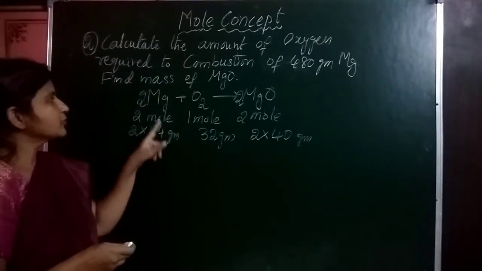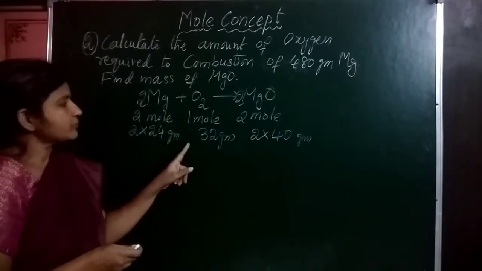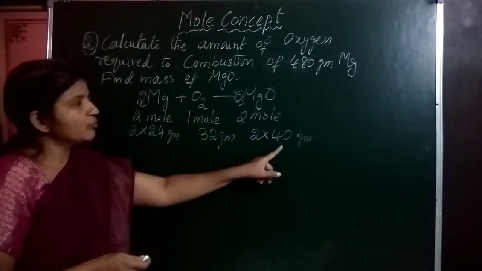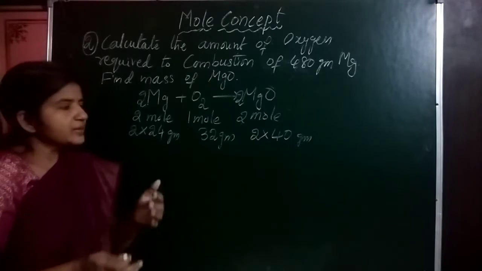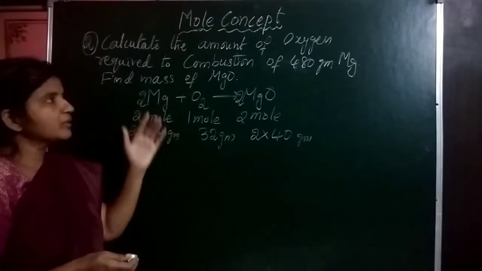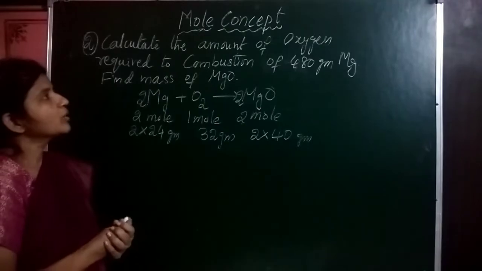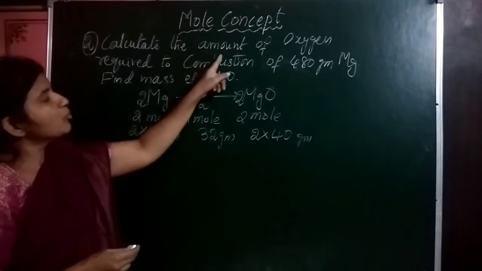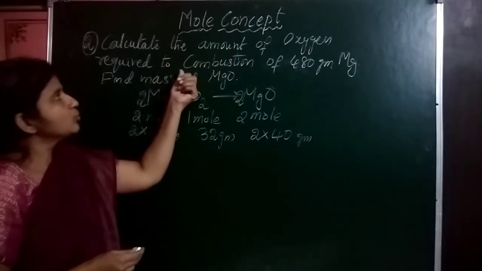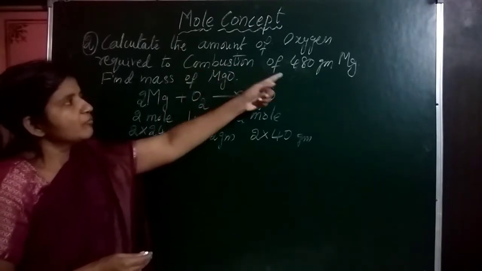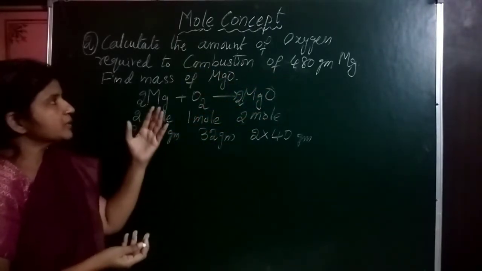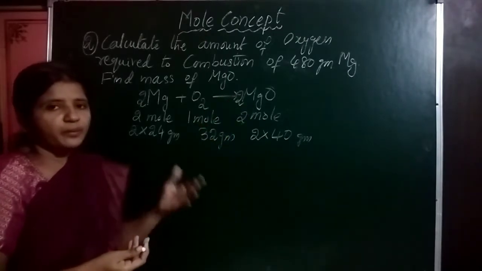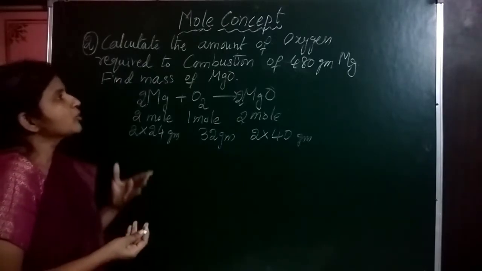Here 2 into 24 grams of magnesium is consumed by 32 grams of oxygen and produces 2 into 40 grams of magnesium oxide. This is the information you are getting from the balanced chemical equation. Now compare this information with the sum. Calculate the amount of oxygen required for combustion of 480 grams of magnesium. Combustion is nothing but burning. To burn 480 grams of magnesium, how much oxygen is required?